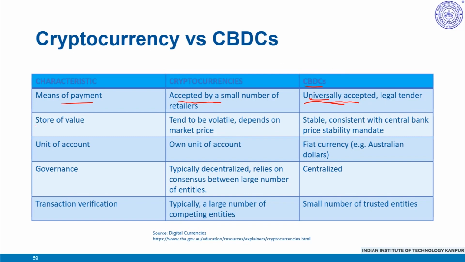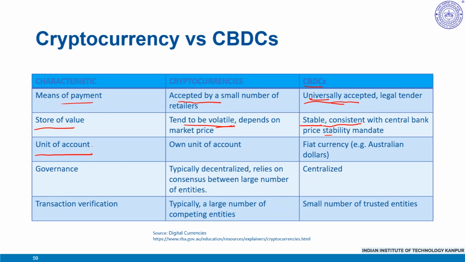Next, as a store of value, we have already seen the experiment with cryptocurrencies. They tend to be volatile, extremely speculative, and they move with market price. However, CBDCs are expected to be more stable, and more consistent with the central bank's price stability mandate. That means because they are linked to a particular currency, for example, India's rupee or US dollar, they are supposed to be more stable in that sense as a store of value.